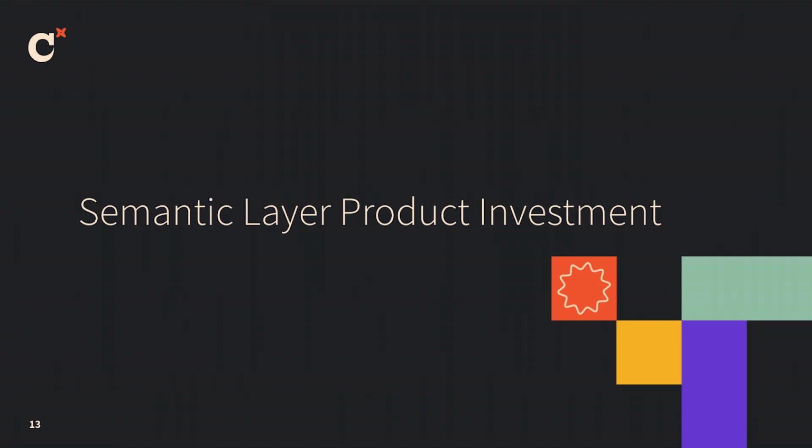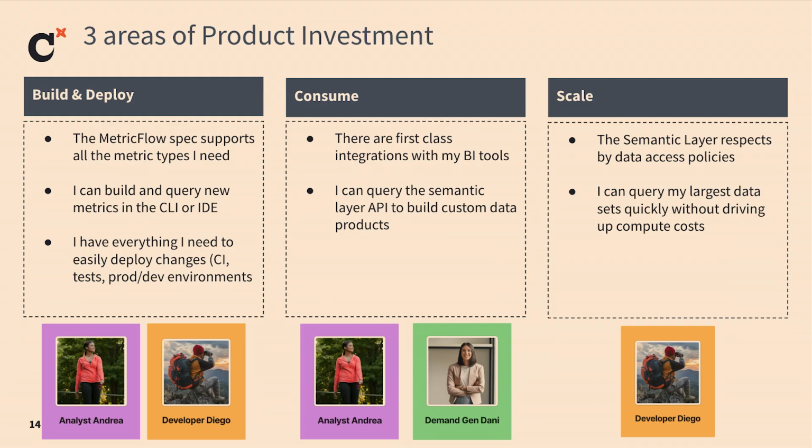So let's talk about what are the semantic layer product investments we've made and are continuing to make, and how it relates to these personas we've identified. We're investing in 3 areas of the semantic layer, and each impacts the personas we just discussed. We want to make it dead simple to build and deploy your semantic layer. We want to expand and improve the ways you can consume your metrics. And we want to be able to scale to serve the biggest organizations and data sets. These are the three broad themes that we're focused on.